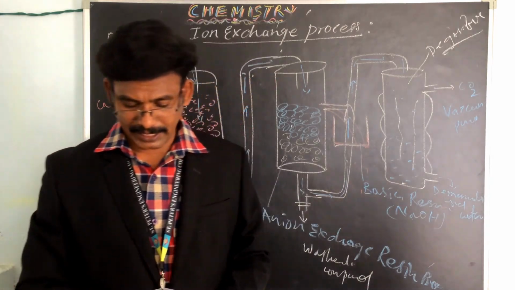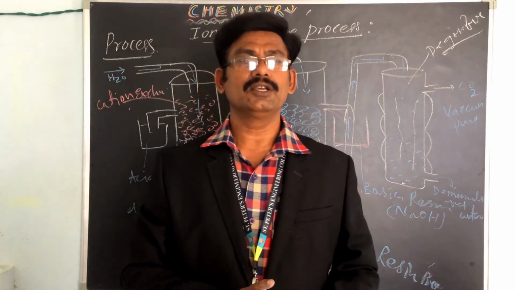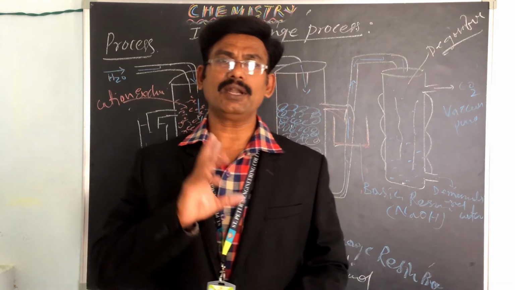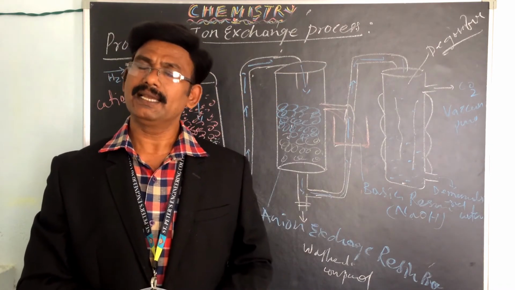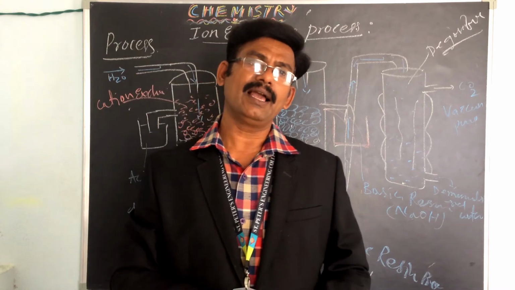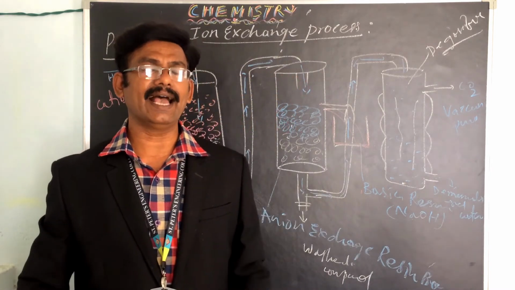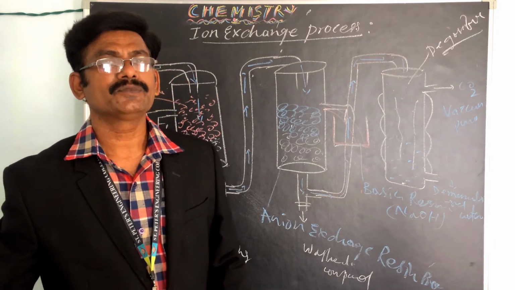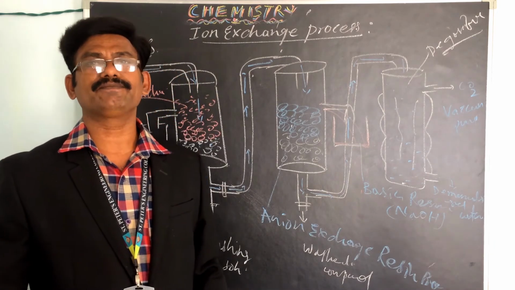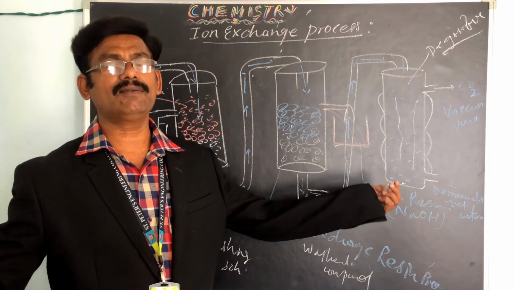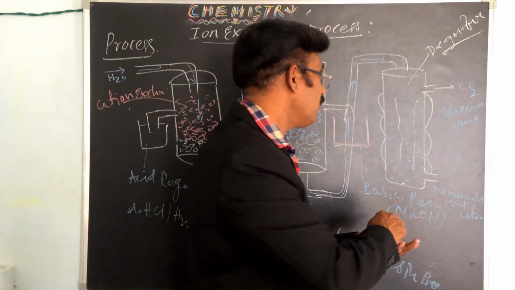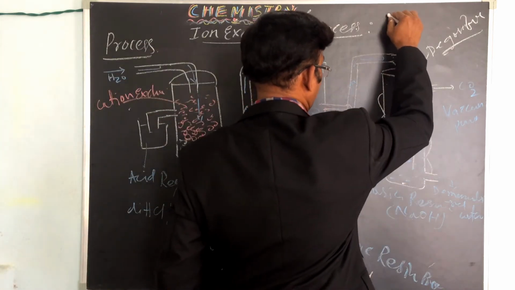Okay, once again I will briefly explain this. They are columns. The first one is the cation exchange resin column, the second is the anion exchange resin column, and the third one is the degasifier. So here the hard water, first of all, the water containing calcium chloride.